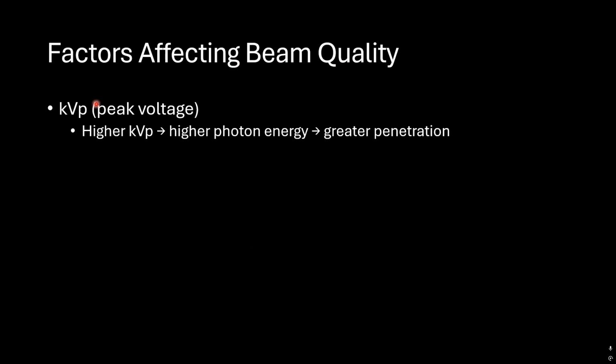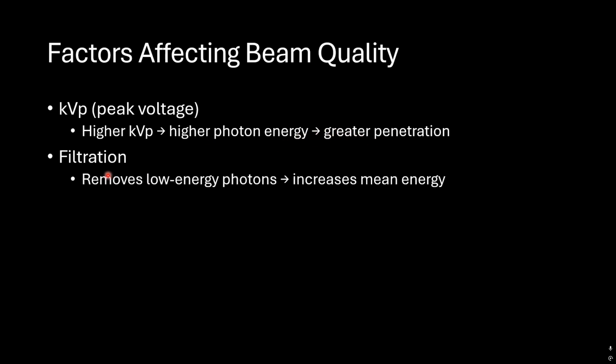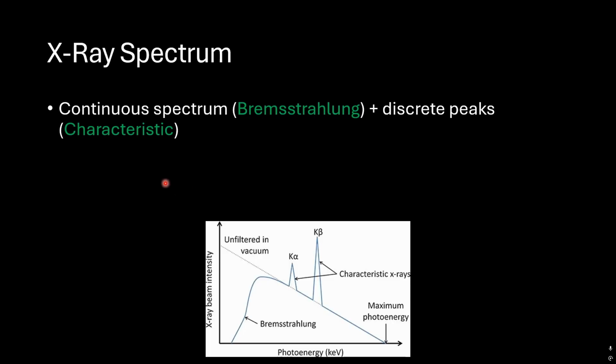So now what are the factors affecting the beam quality? First, we have the kVp, or the peak voltage. When we increase the kVp, we will have higher photon energy, and therefore we will have greater penetration. What about the filtration? Filtration will remove low energy photons, which in result will increase the mean energy of our spectrum or our beam. So now we'll be talking about the X-ray spectrum itself. In the X-ray spectrum, we have a continuous spectrum, which results from Bremsstrahlung, and we have the discrete peaks, which result from the characteristic X-ray.